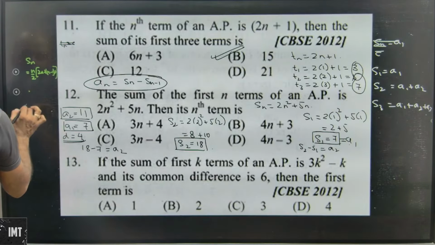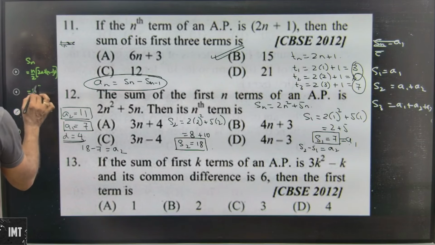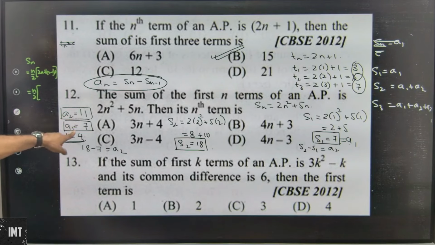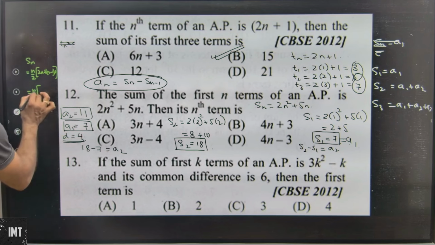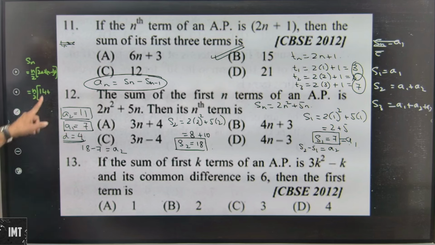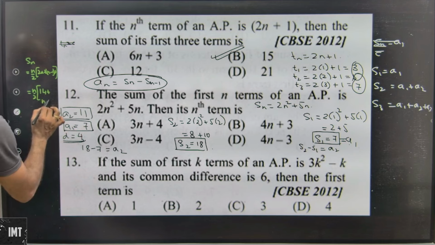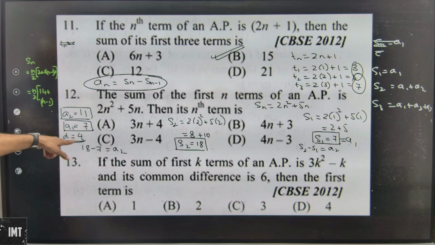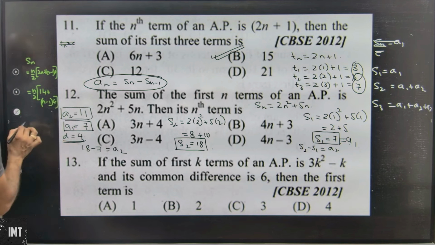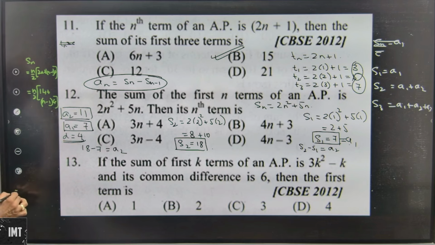So this will be n by 2 into 2a. 2 into a, what is the value of a1? That is 14 plus n minus 1 into d. What is the value of d here? 4. Okay, so this will be n by 2 into 14 plus 4n minus 4.